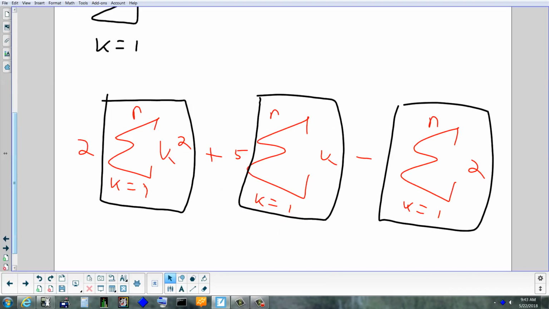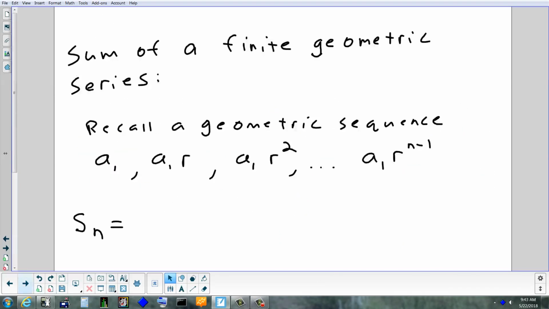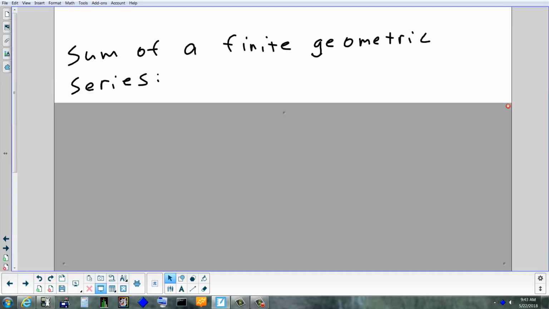Okay. So, last thing. We're going to focus specifically on a geometric series. And what we want to come up with is a quick way to add up a bunch of numbers if the sequence is geometric. So remember, a geometric sequence would be something like 2, 4, 8, 16, 32, 64. It's multiplying by the same number each time.